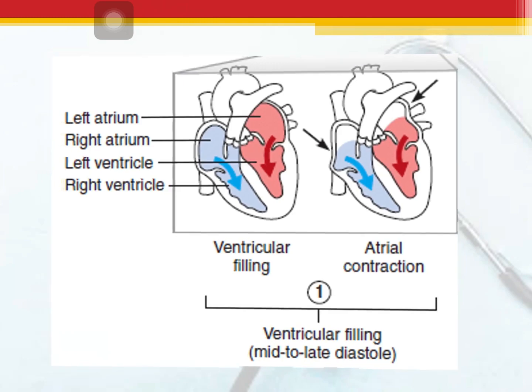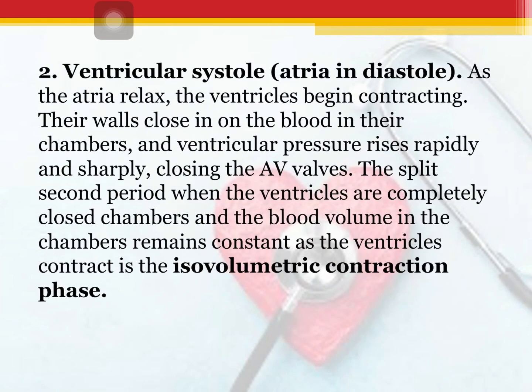So when the ventricle starts to depolarize, it is now ready for its ventricular systole, or contraction. As atria relax, the ventricles begin contracting. They close in on the blood in their chambers, and the ventricular pressure rises rapidly and sharply, closing the AV valves and preventing the blood from going back to the atria.